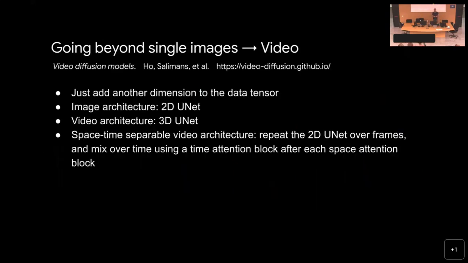So for the last 5 minutes, I'm just going to give you a view on this latest model that is currently under submission. It's on arXiv already. It's called Video Diffusion Models. What we do is we basically take this whole setup and we just add the time dimension. So now we use video instead of images. The architecture just becomes a 3D U-Net where we now have attention across time in addition to attention across space.